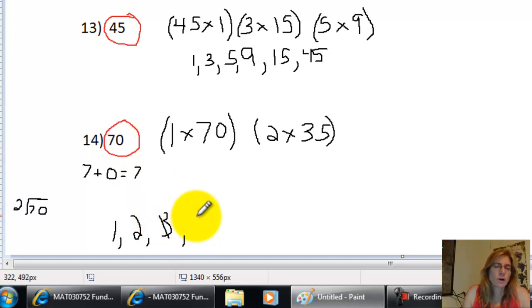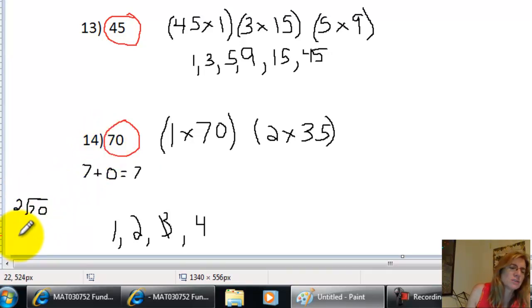What about the number 4? Well, not many people know your multiplication tables of 4 up that high. So I already worked this out, so I do know the answer, but let's look at it. Because if you were on a test, you would have to sit there and go, okay, does 4 go into 70? Well, let's look at it.